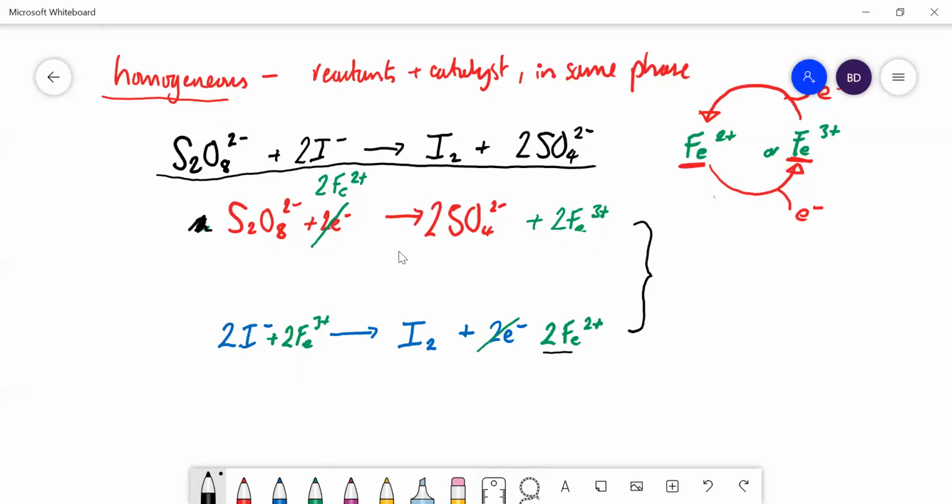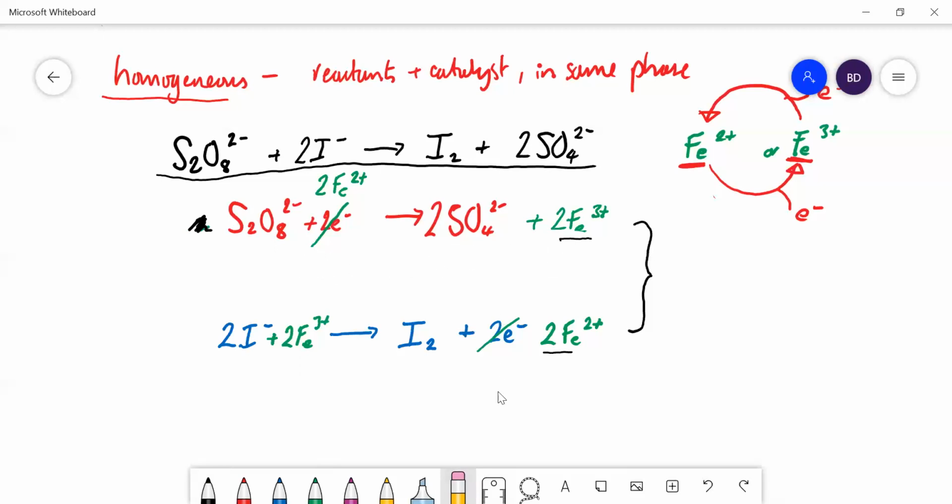So we've got 2 minus and 2 times 2 plus, 4 plus. So that's going to be +2 on that side of the equation. Here we've got 2 times 3 plus, so that's +6, and then take away 2 times 4, take away 4 minus, so that's going to be +2 on that side. So everything's okay. You've got the correct iron species on both sides of the equation.